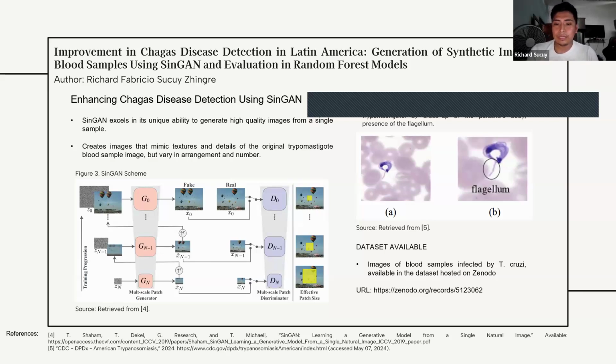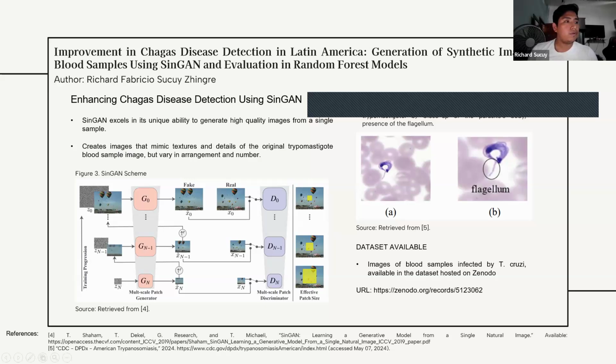These synthetic images are then used to train and improve the accuracy of a pre-existing random forest model, thereby extending our ability to detect Chagas disease even in regions where high-quality biological samples are scarce.